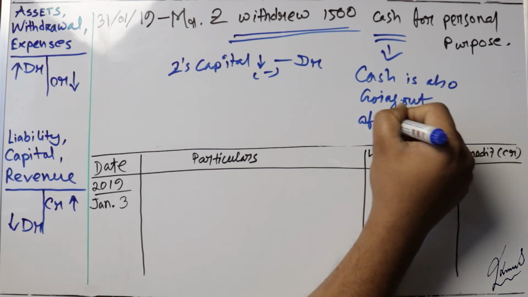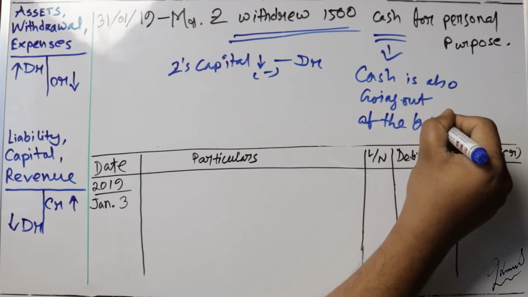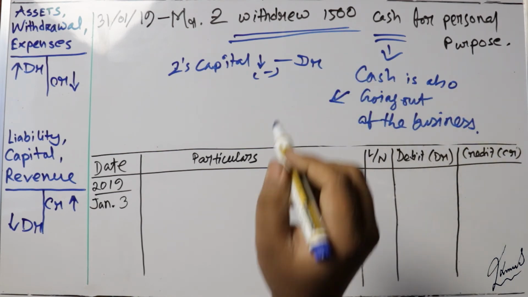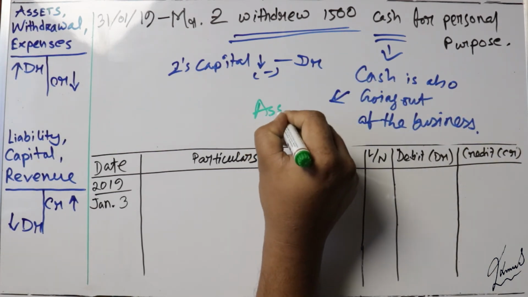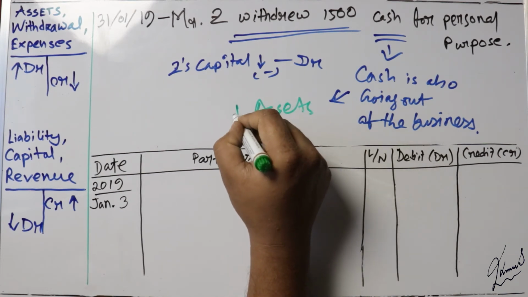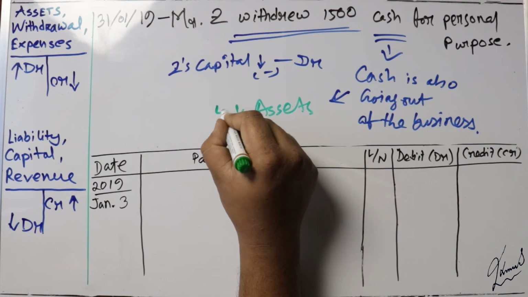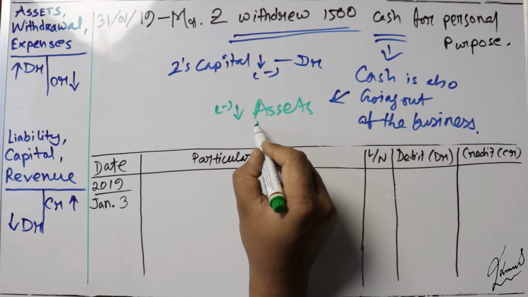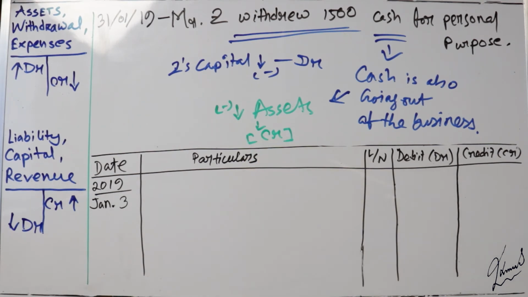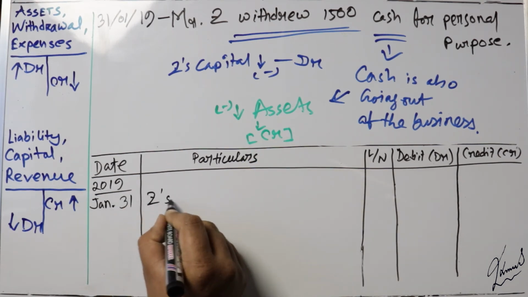The asset will reduce because cash is an asset, and when cash reduces, asset will also reduce. And asset reduce, that means it will be credit. So now we have both debit and credit account. So let's put it in the journal book.